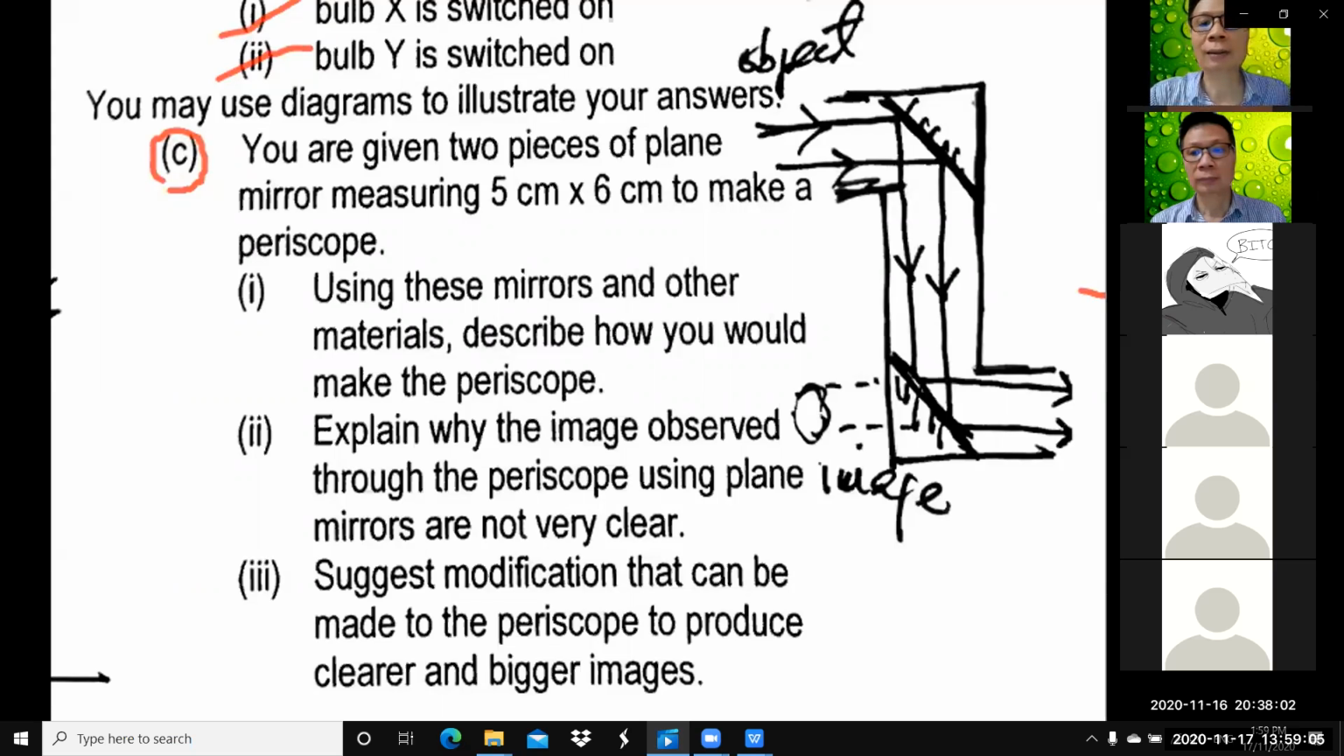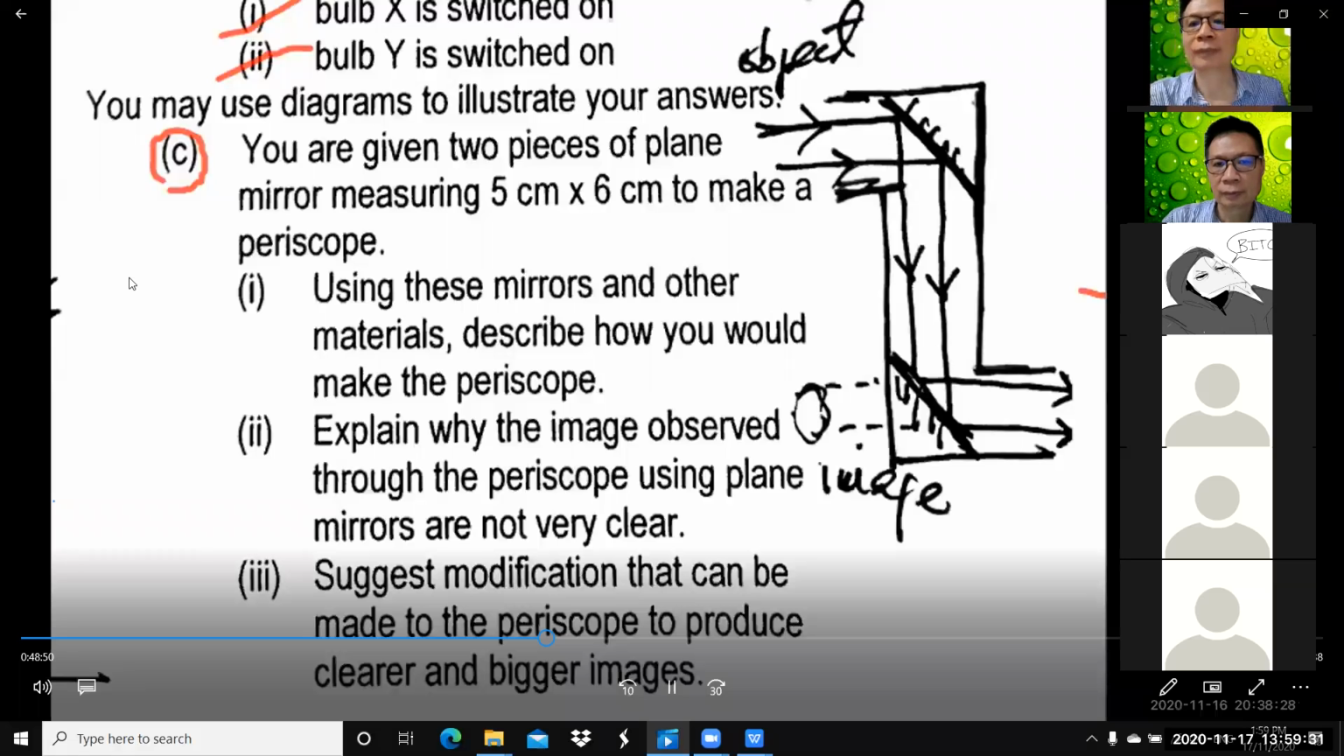Before this sentence, you say, the periscope is focused to a distant object. Far object, distant object. Got it or not? Okay, all right. Now, not finished yet.